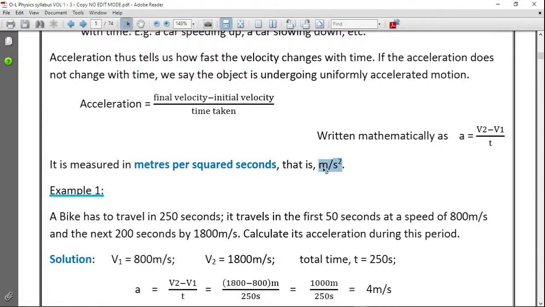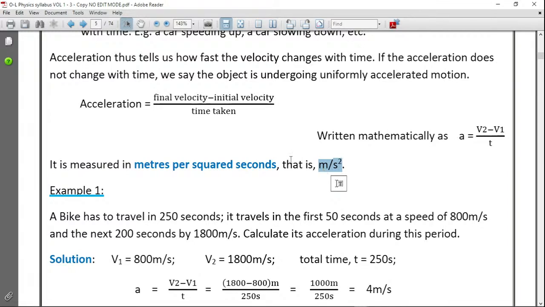We will see that when you get to Newton's laws, and you see that acceleration is also given by force divided by mass. And because of that, since force is measured in newtons and mass in kilograms, the unit of acceleration becomes the newtons per kilogram.